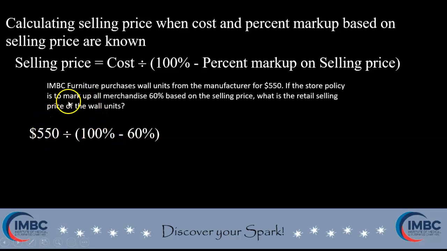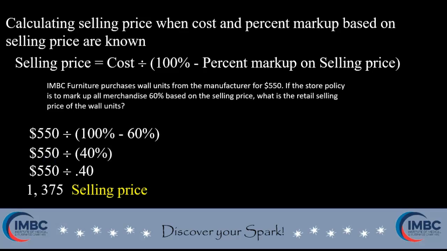Cost, $550, divided by 100% minus the 60%. 100% minus 60% is 40%, so $550 divided by 40%. When we're calculating, we change a percent to a decimal. So $550 divided by 0.40. We plug that into the calculator and we get $1,375 for our selling price.